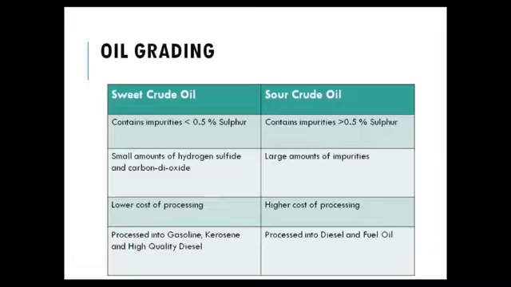Another classification is sweet and sour crude oil. Less than 0.5% sulfur is sweet. If it is greater than 0.5% sulfur, it is sour, and it also contains carbon dioxide and hydrogen sulfide, so a large amount of impurities. As it is sweet, there is lower cost for processing; sour has higher cost for processing. Generally, sweet crude, because of its less sulfur content and fewer impurities, gives more output, more throughput. For sour crude, because of its impurities, you mostly get diesel and fuel oil from it.